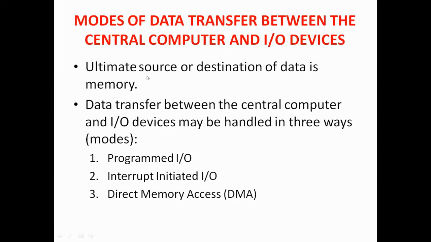We should remember that when our data comes from an input output device, it ultimately goes to the memory. Or if the data has to go to the input output device, it comes from the memory. So the ultimate source and the ultimate destination of data within the computer is memory. It is not CPU. CPU may help in the transmission of data, but it is not the actual source of data, nor is it the actual destination of data.